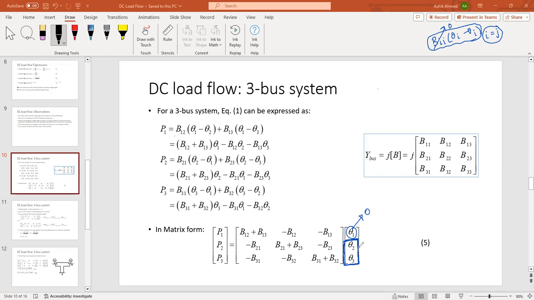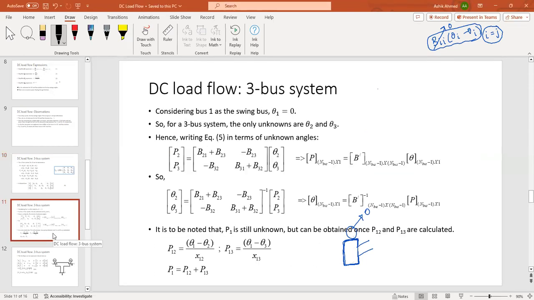So if we can find the values of theta 2 and theta 3, then we can use those values here, and accordingly we can find out the injections here. And in the last class, we discussed that theta 1 is known. So we don't have to solve for theta 1, theta 2, and theta 3. Rather, we have to solve only for theta 2 and theta 3. And accordingly, we can take a reduced dimension of the B matrix.